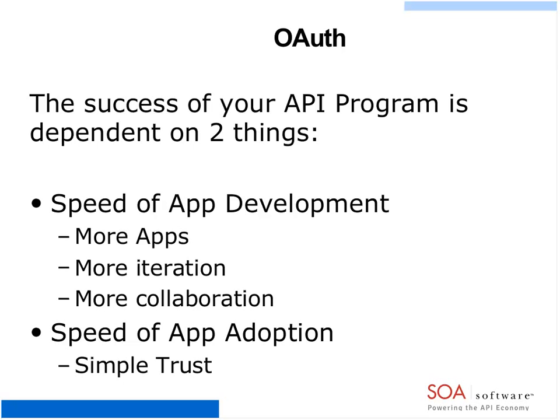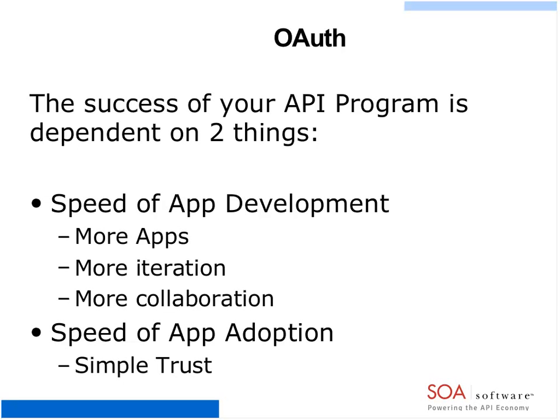You're trying to get people to build apps easily and quickly. You're trying to get them to build them quicker and evolve them with higher degrees of iteration. And you're trying to get people to collaborate around app development. And then when it comes to app adoption, you're trying to create sufficient trust that the end user will actually start using that application, and they will feel safe and secure using that application and potentially sharing their private data.